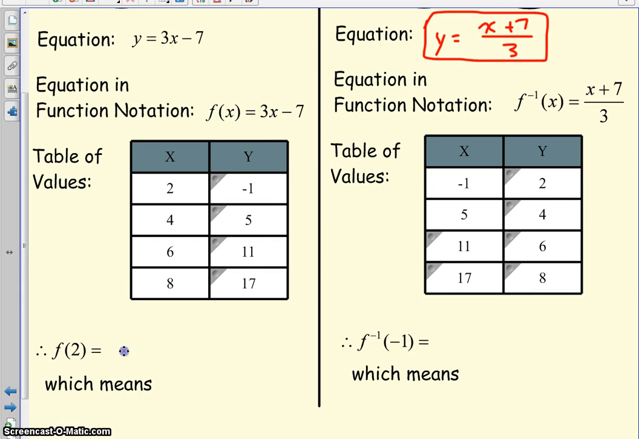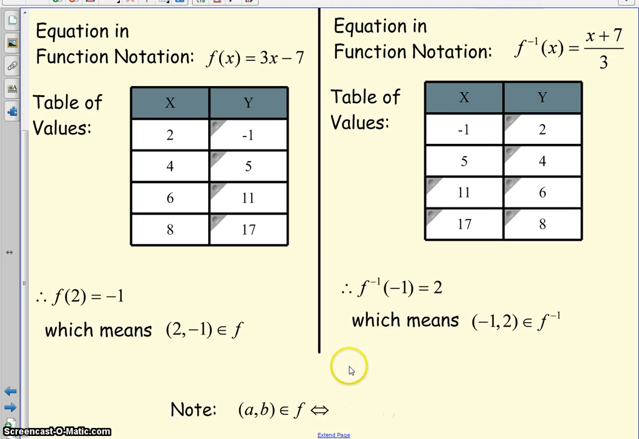Okay, so just to summarize here, f of 2 equals negative 1, which means the point (2, -1) is on the function. But when you put negative 1 into the inverse, you get 2, which means (-1, 2) is an element of the inverse. So what this means to summarize here, that if you have a point, we'll call it (a, b), that's on the function, the point (b, a) will be on the inverse, and vice versa.